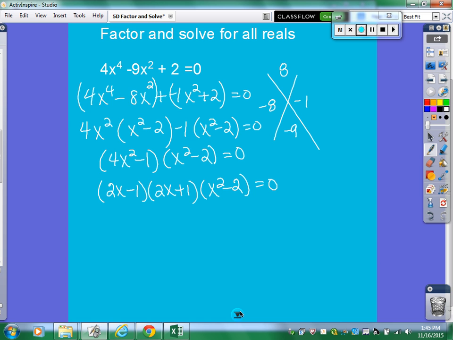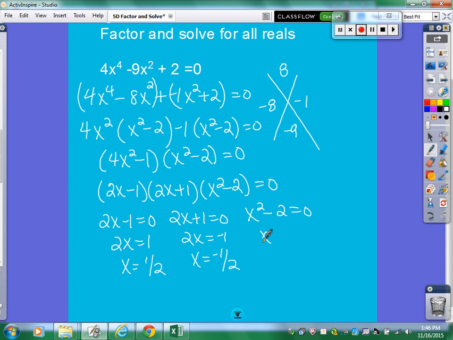Let's use our zero product property. Set each factor equal to 0. And think back again, how many answers should we have? The fourth degree, so I should have 4 answers. So we're going to have 2x equals 1, x equals 1/2, 2x equals negative 1, x is equal to negative 1/2, and then x squared equals 2, so x is equal to plus or minus the square root of 2. So those are all my answers. I got negative square root of 2, negative 1/2, 1/2, and positive square root of 2. So 4 solutions is a fourth degree equation. Fourth degree equations are called quartics. A cubic is a third degree equation, and a quadratic is a second degree equation.